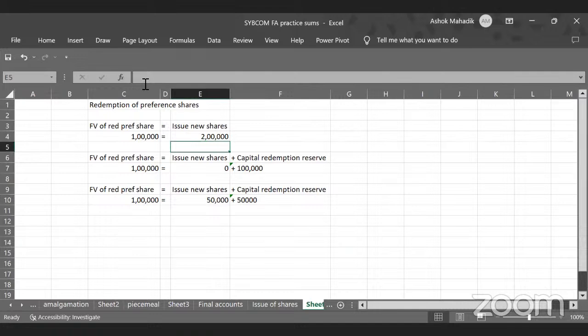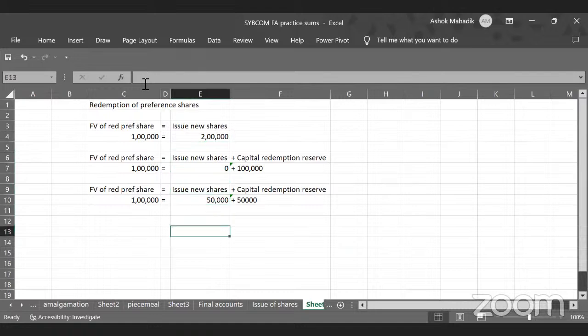That is the face value which you are going to redeem. It should be made intact, either by issuing new shares. Now, new shares can be preference or equity. Both are fine. There is no compulsion that there should be an issue of equity only or preference only. It can be both.